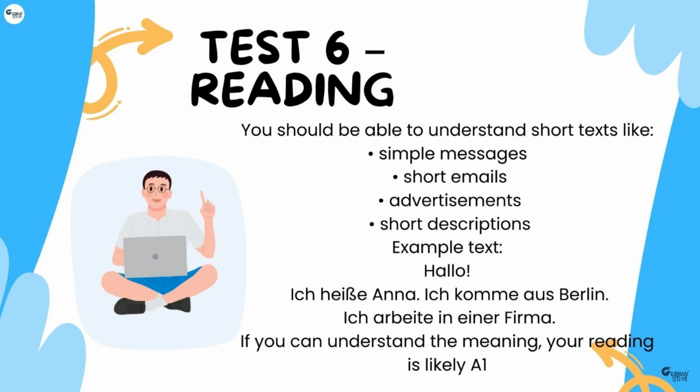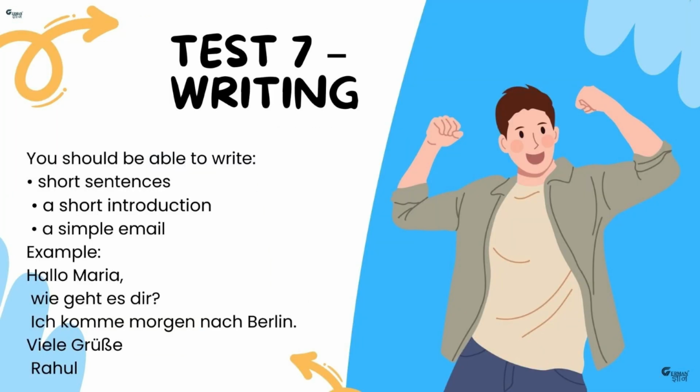Test 6. Reading. You should be able to understand short texts like simple messages, short emails, advertisements, short descriptions. For example, Hallo, ich heiße Anna, ich komme aus Berlin, ich arbeite in einer Firma. If you can understand this meaning, your reading is likely A1.